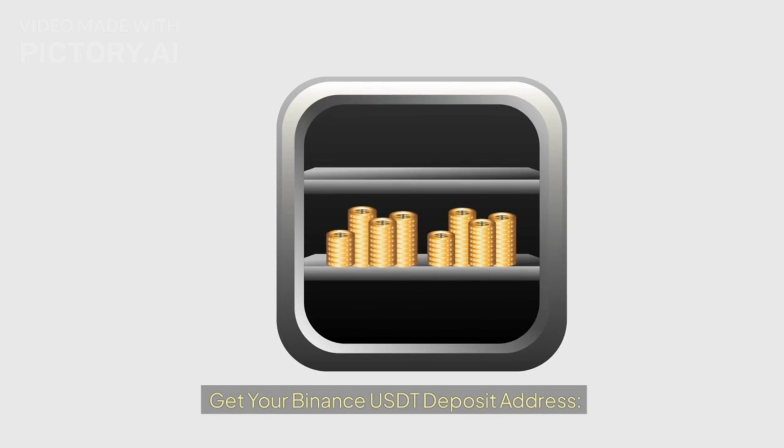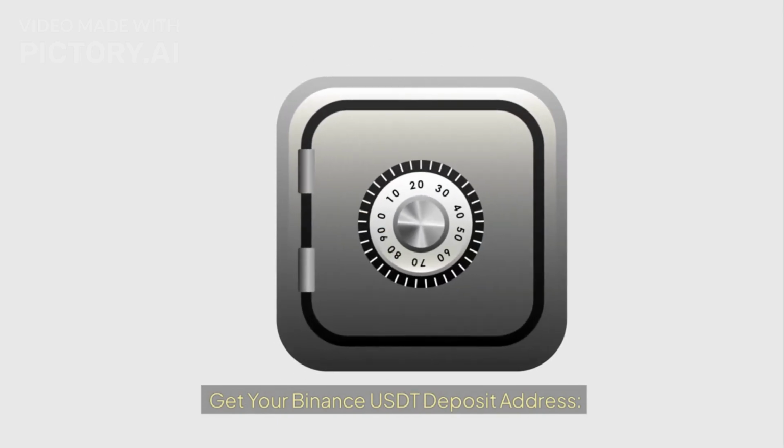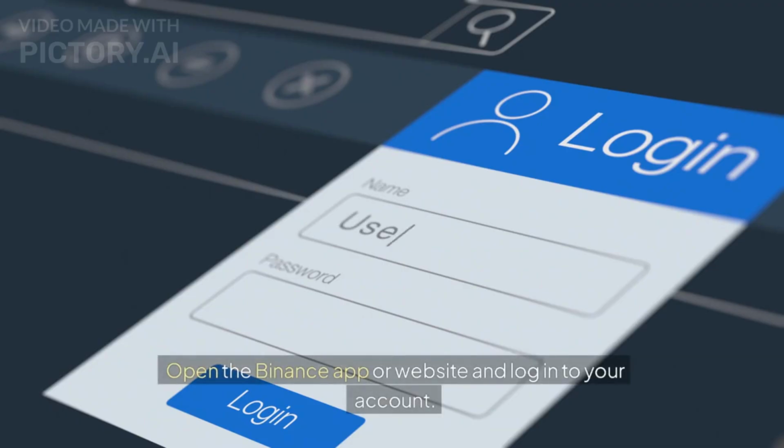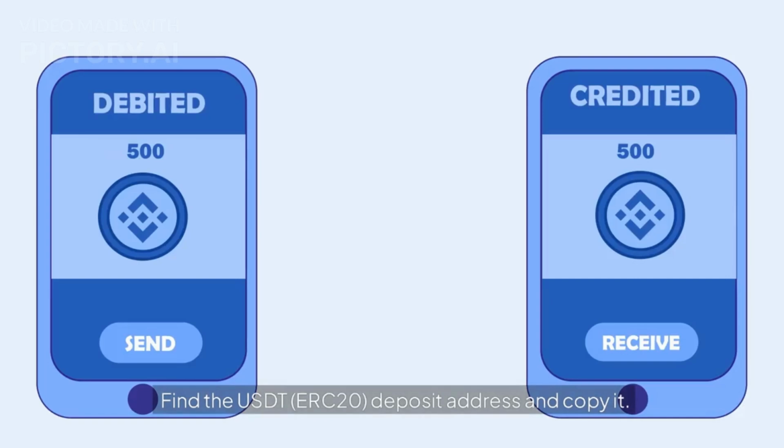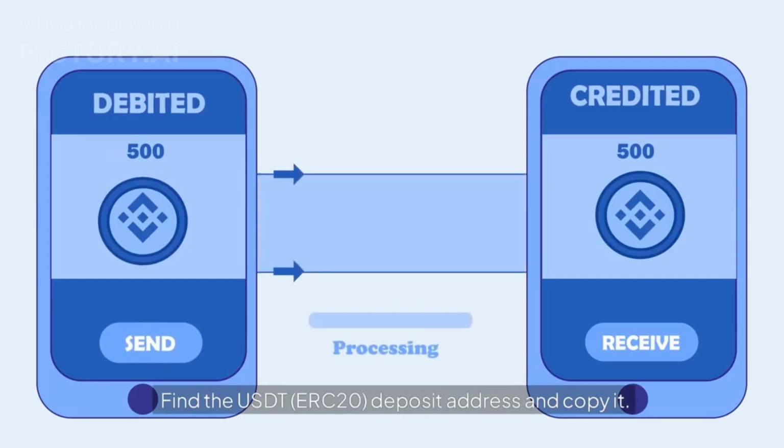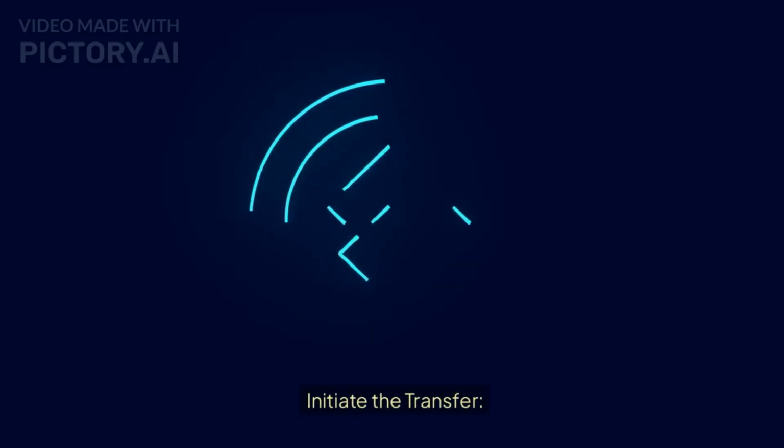Get your Binance USDT deposit address. Open the Binance app or website and log into your account. Go to the Wallet section and select a deposit. Find the USDT ERC20 deposit address and copy it.